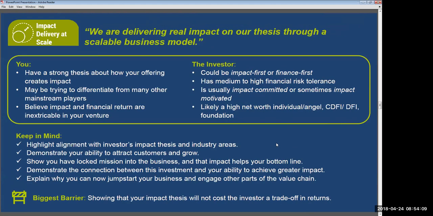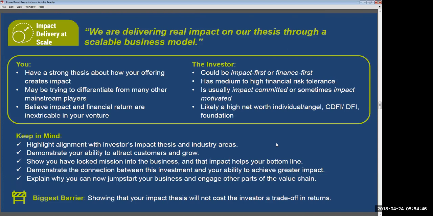The next story is the impact delivery at scale. This is where you're saying, we're going to deliver real impact on our thesis, and we know we have a scalable business model. So for this one, you have to have a strong thesis about how your offering creates impact. You have to differentiate that from what already exists. And this last point is extremely important. Nearly every investor that I've ever met who cares about impact delivery at scale wants to see an almost frictionless alignment between impact and financial return.